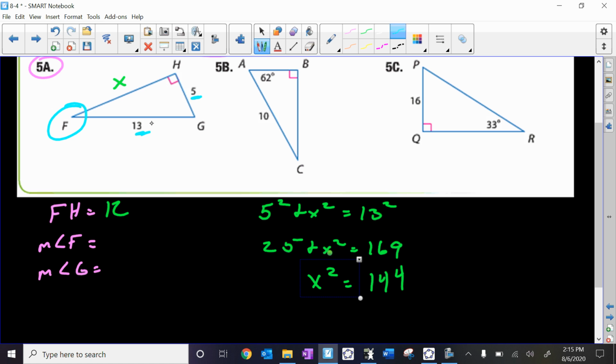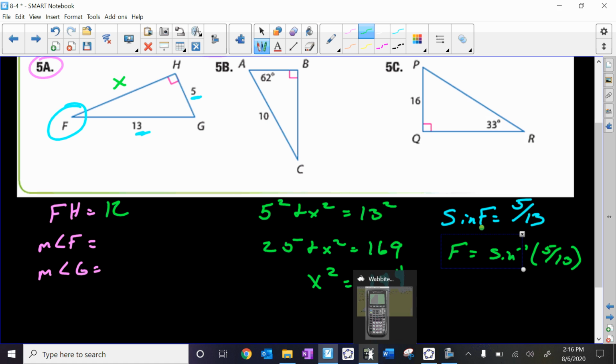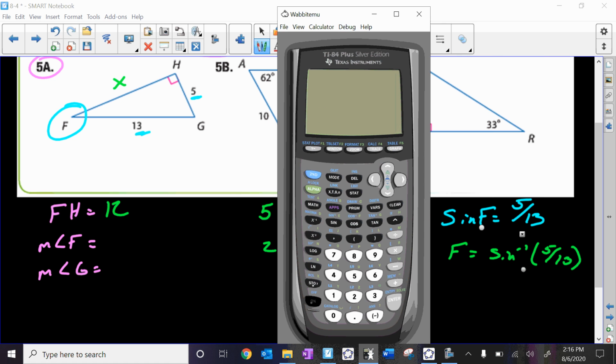So looking at side length of 5 and 13 in relationship to angle F, 5 is opposite, 13 is the hypotenuse. Opposite hypotenuse is sine. So we're going to say sine of F is equal to 5 over 13. Remember, we need to get sine away from F, so we're going to use our inverse functions. I'm going to take the inverse on both sides, so F is equal to the inverse sine of 5 over 13. You may take your calculators out.